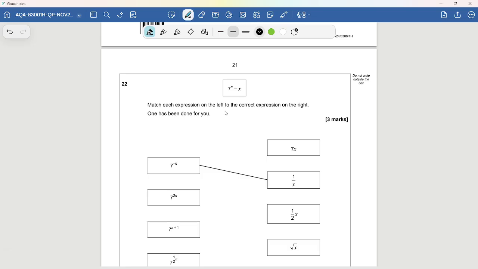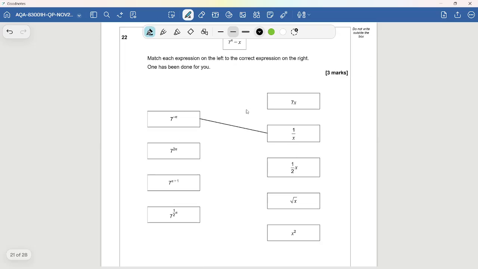Match each expression on the left to the correct expression on the right. One has been done for you. So we are given an example here where we are matching. So 7 raised to negative n, it's like 7 power some negative value. So if it's 7 power minus 1, it's like 1 over 7, right? So that's what it's been matched to. So we have to figure out all these values.